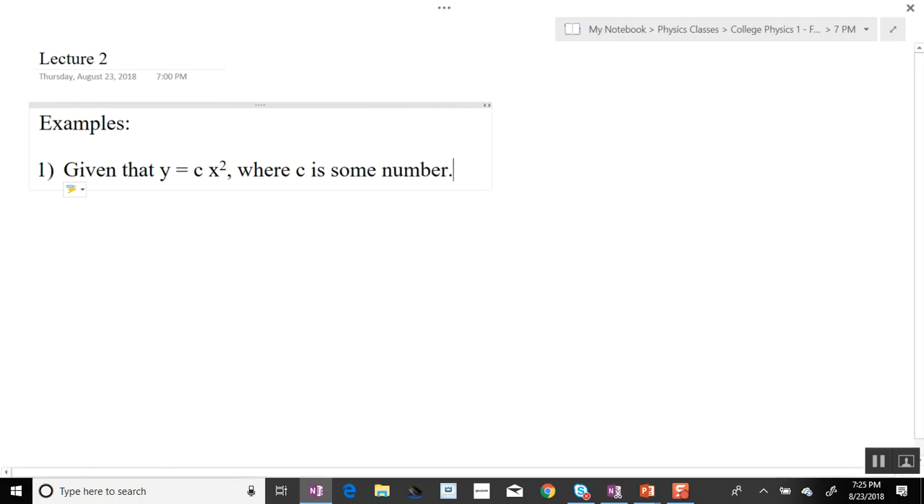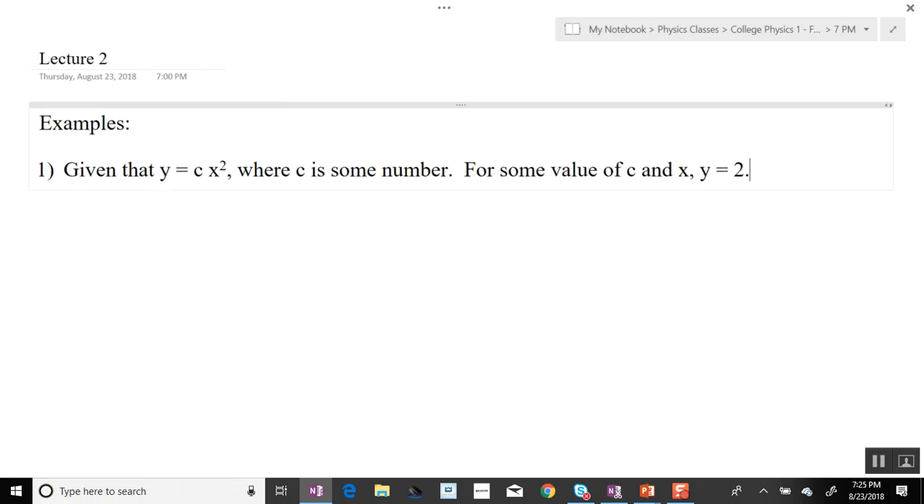It could be 5, 10, 15, 20, negative, whatever, doesn't matter. And so we're setting it up a little bit differently. So for some value, this is the whole point of proportions, by the way. So for some value of c and x, y is equal to 2. So that's given, right? The whole point of proportions is you don't need to know what c or x is. All you need to know is what the initial value of y is, and then what you want to do is change x or something and see how y changes.